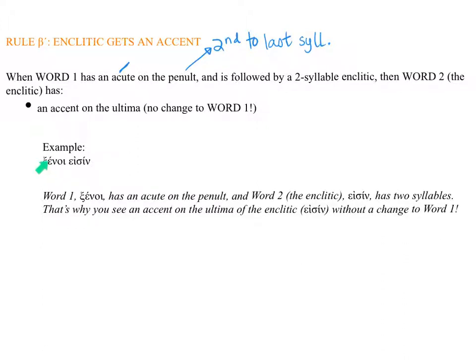And its accent is an acute, and it's falling on not the last syllable, but the second to last syllable, which is the penult. So we do have an acute on the penult, and the second word is an enclitic that has 2 syllables. So in this circumstance, word 1 stays the same, and the enclitic gets an accent on the ultima.